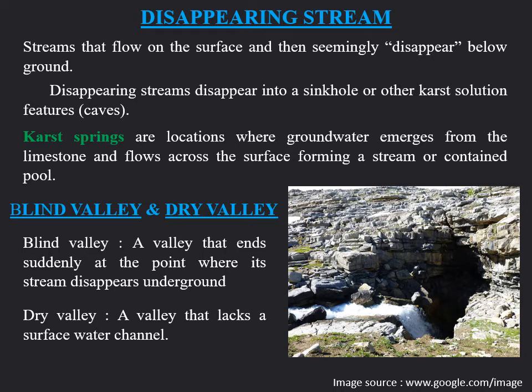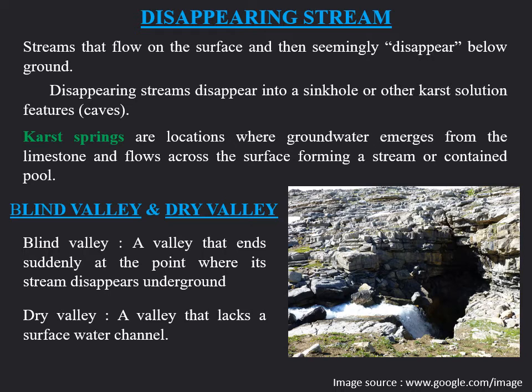But in most cases, the smaller streams, the smaller rivers, face these kinds of sinkholes during their path in their valley. So all the flowing water goes into the sinkholes, and thereby it appears that the stream disappears suddenly within this sinkhole. So these streams are known as disappearing streams.